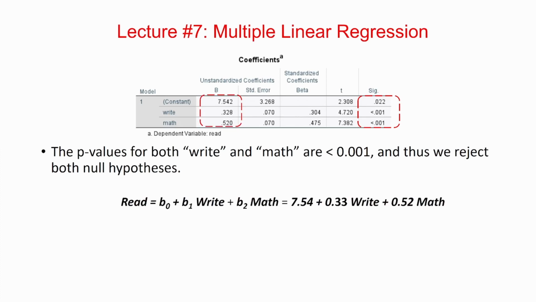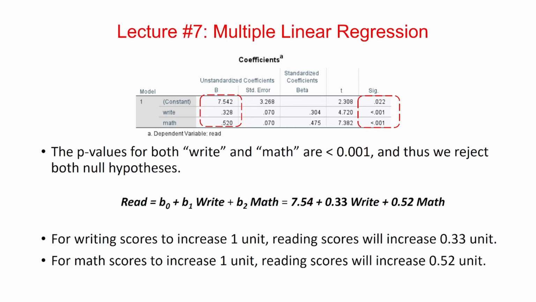Based on the output from the regression coefficients, we can also write out the statement. The intercept, B1 and B2, we can write out. What this statement tells us is that for the writing score to increase 1 unit, the reading score will increase 0.33. And for the math score to increase 1 unit, the reading score will increase 0.52. That's what these regression coefficients are telling you.